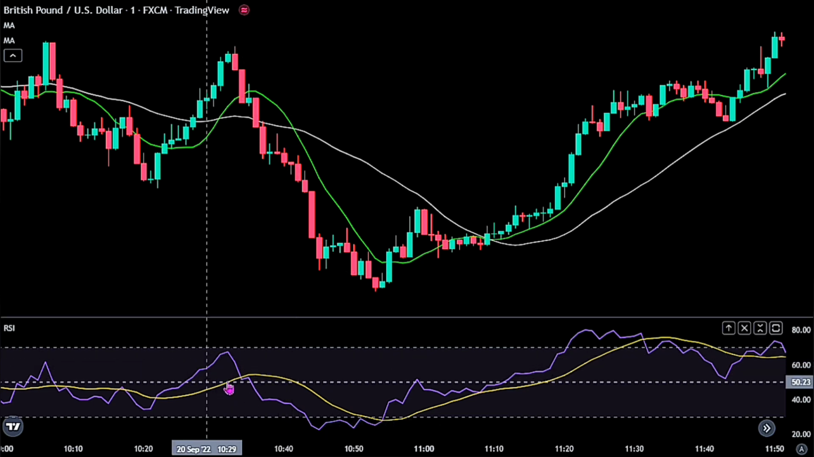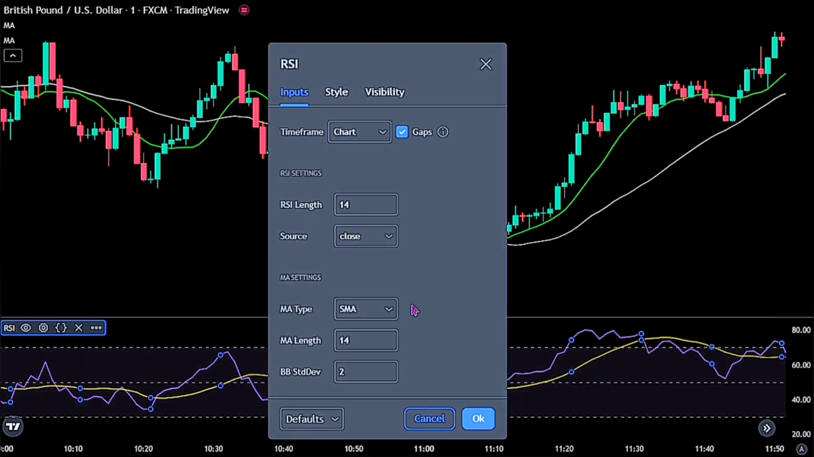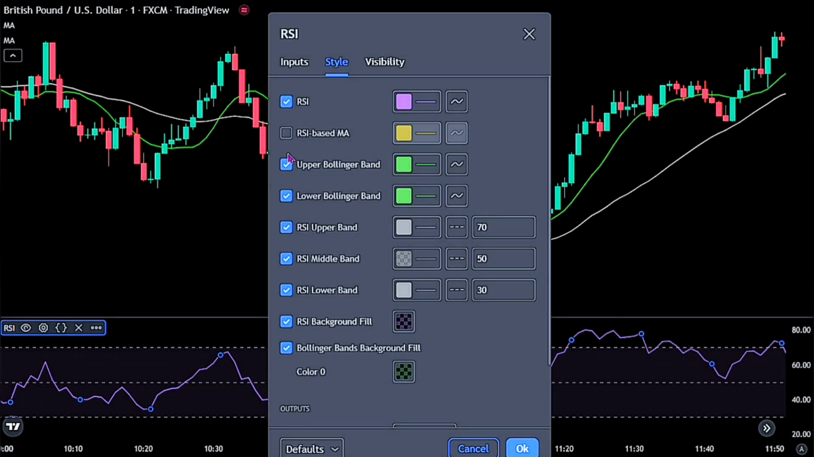And now for the relative strength index, let us quickly adjust it to better understand the strategy. Go ahead and double-click on the indicator. On the input section, I want you to change the RSI length to 8. Then head over to the style. I want you to untick the RSI based MA. Also untick the upper Bollinger Band and lower Bollinger Band. Untick the middle band. And that's all.